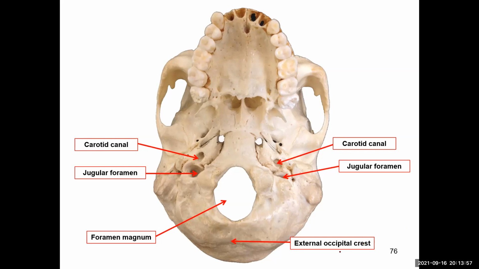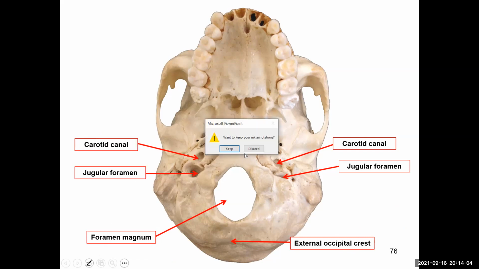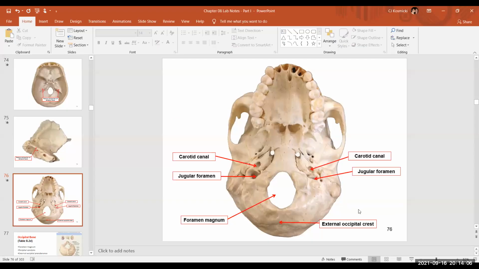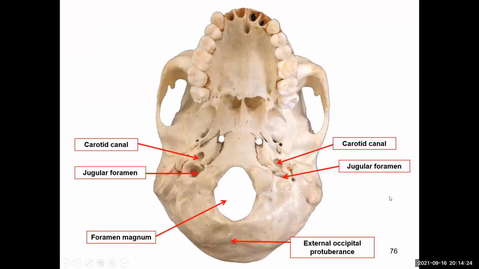This actually should be pointing at the external occipital protuberance. Okay, the external occipital, let me just type that in there for you. There we go. Okay, the external occipital protuberance is that bump on the back of your head. You can reach back now and feel it if you'd like.